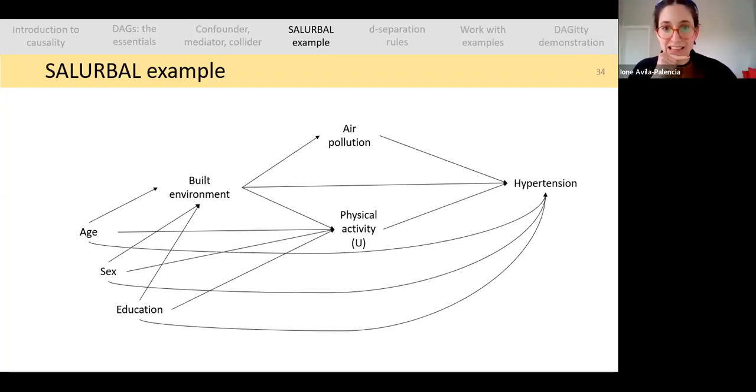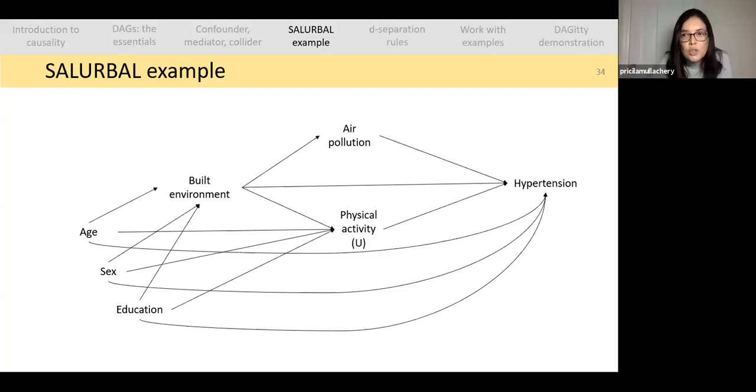Yeah, so the main idea is that a collider is a variable that has different arrows pointing to it. And as Priscilla said, it depends which path you are analyzing. But I think this is going to be more understood when Priscilla explains the separation rules. So just wait a bit.